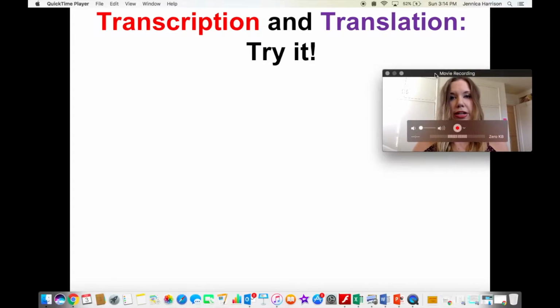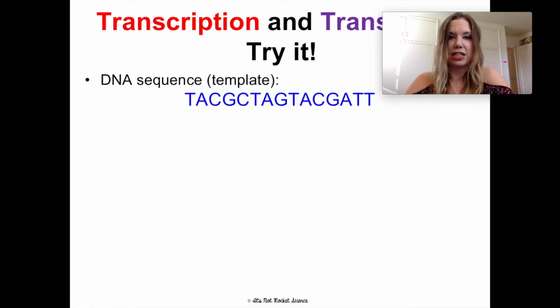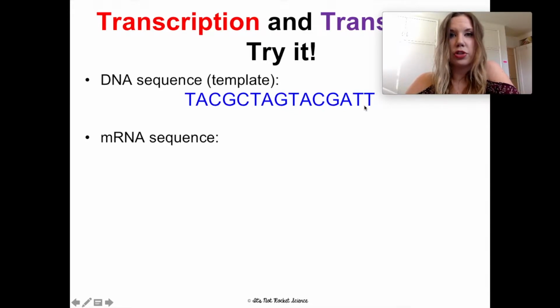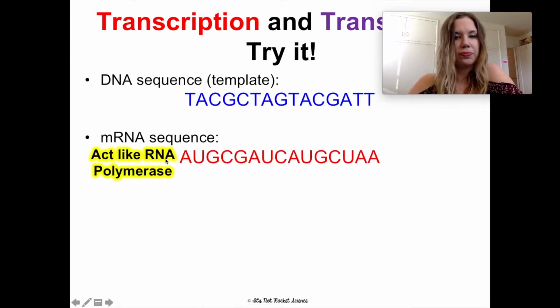Okay, so now we know how to transcribe and translate. Let's try it. If I give you this template DNA sequence, TAC, GCT, AGT, ACG, ATT, I want you to transcribe this into a strand of mRNA. Remember, you're acting like RNA polymerase, adding complementary base pairs. Go ahead and do that now. All right, drum roll, please. If you said AUG, CGA, UCA, UGC, and UAA, then you were correct. Give yourself a little pat on the back.